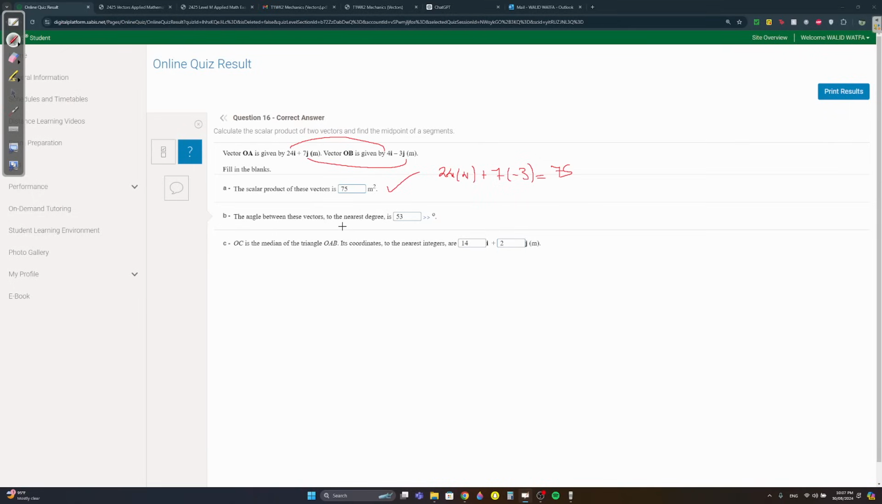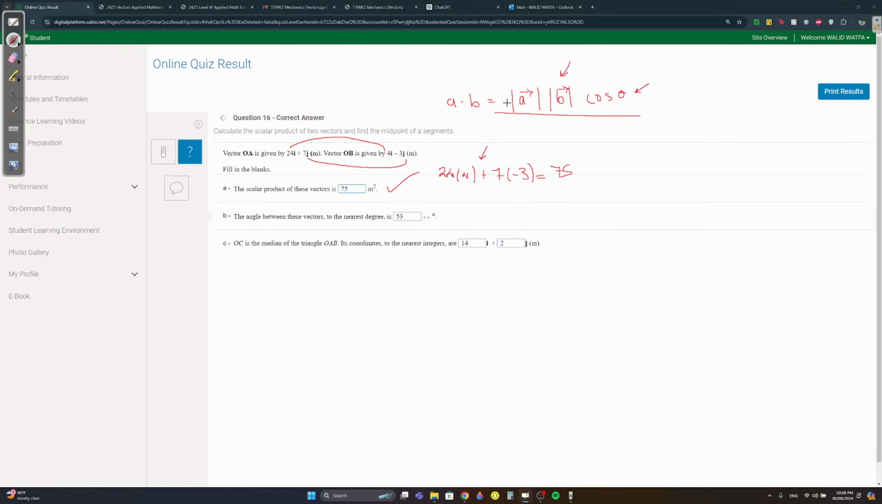The angle between these vectors to the nearest degree is, okay, this is where I told you, remember there's another formula for the scalar product. The other formula is magnitude of A, magnitude of B, cosine theta to find the scalar product. So this is just another formula. But they gave a1, a2, so x1 x2 plus y1 y2 is easier. So that's why they used this formula to find the scalar product. But sometimes they're going to ask you for the angle. So that's why you need to know this formula as well.